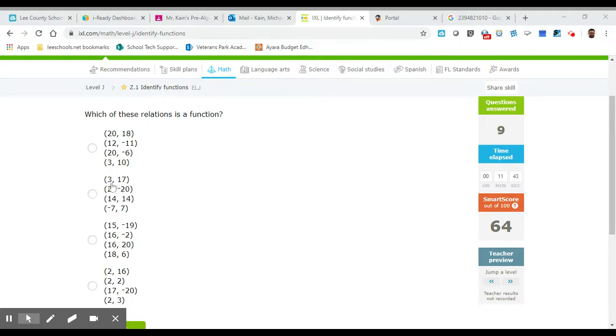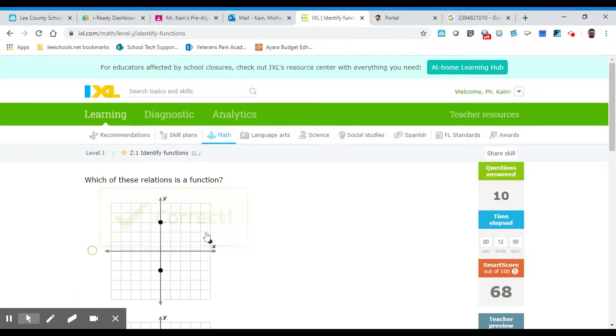So let's look at this one. Does 3 only give you a 17? Yes. Does 2 only give you a -20? Yes. 14, does it only give you a 14? Yes. And -7 only gives you a 7. So this is a function. So this is the one that is a function.